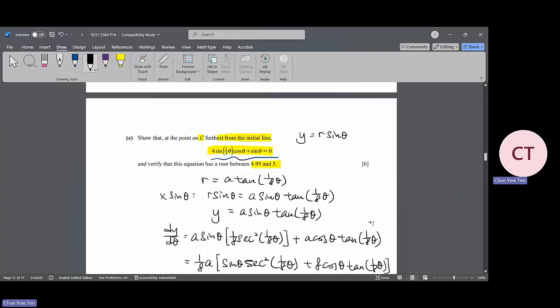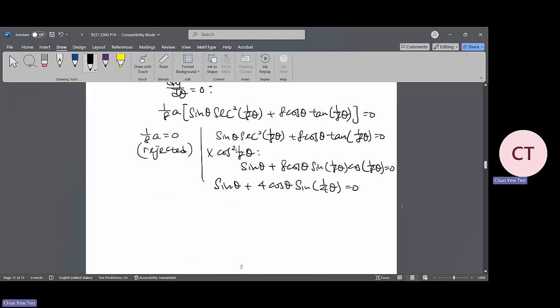So this is what they want. Okay, so we just need to rearrange to the form that they want. Therefore, 4 sine 1 over 4 theta cos theta plus sine theta equals 0, shown.